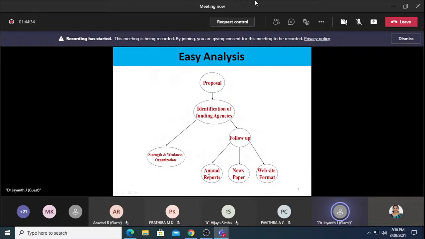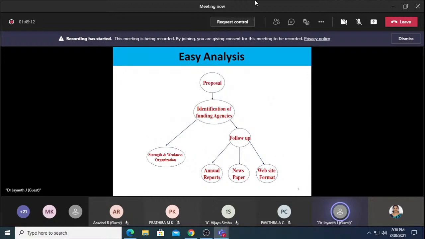So I need to prepare an annual report. I need to read the newspaper. I need to go to the websites for formats. While reading a newspaper, you may get several ideas for conducting a project, or you can also look at what the needs are. For example, two weeks ago in The Hindu, we read a comment stating that we need an IoT-based waste management system from the government of Gujarat. So are we able to provide it? You need to prepare a quotation for it, or you need to have the reports.